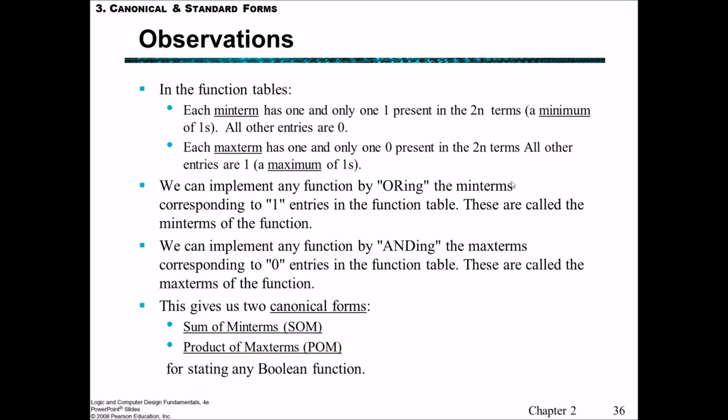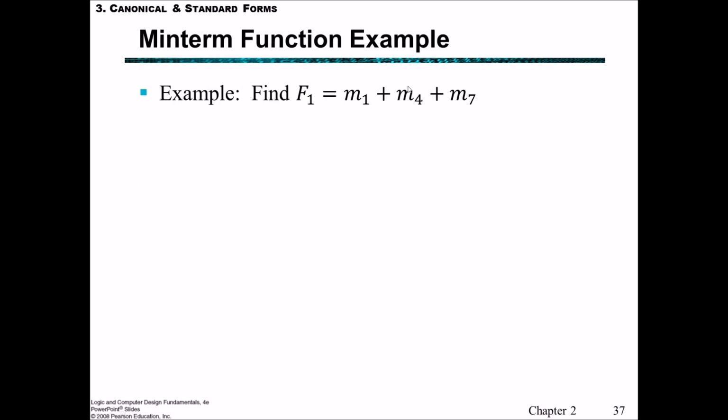So this gives us 2 canonical forms, known as the sum of minterms, SOM, that is because we've got ORs, plus symbols in between, and the product of maxterms, that is because we've got dots in between, so it's like their product. Okay, let's try a minterm function example this time, and this example is function 1 equaling the minterm 1, the minterm index 4, and the minterm index 7. The first step is to write out these indexes in binary, 1 as 0, 0, 1, 4 as 1, 0, 0, and 7 as 1, 1, 1.